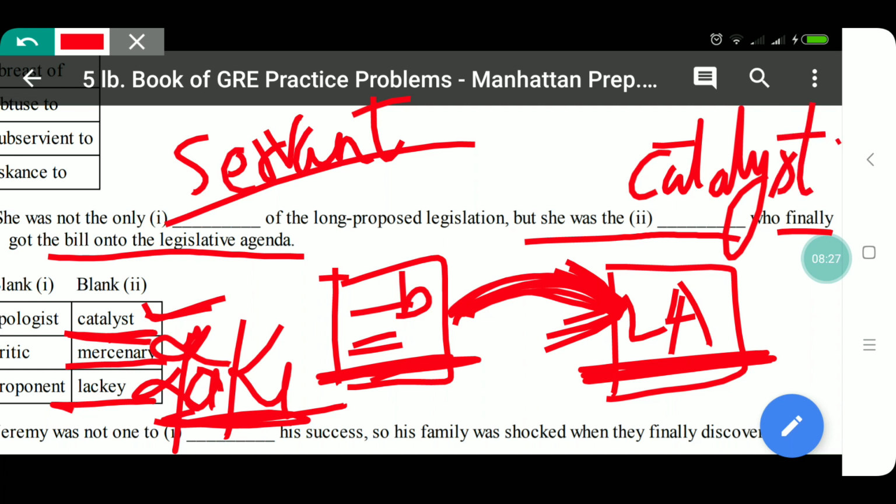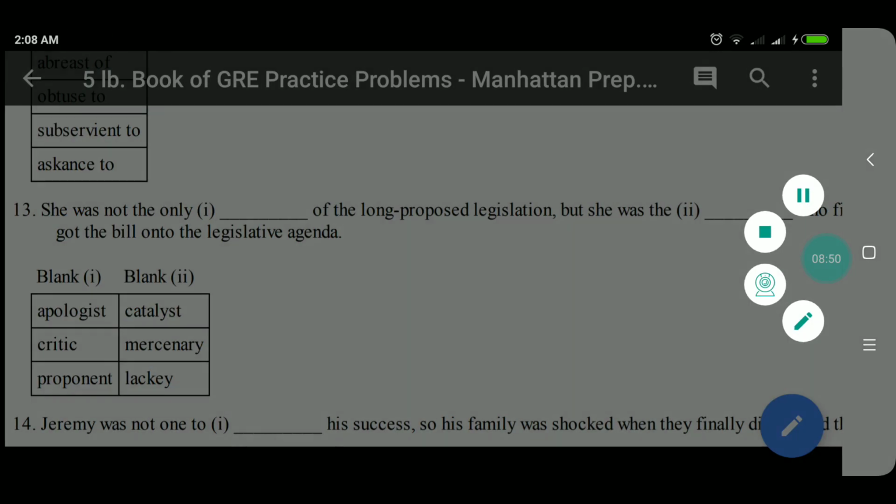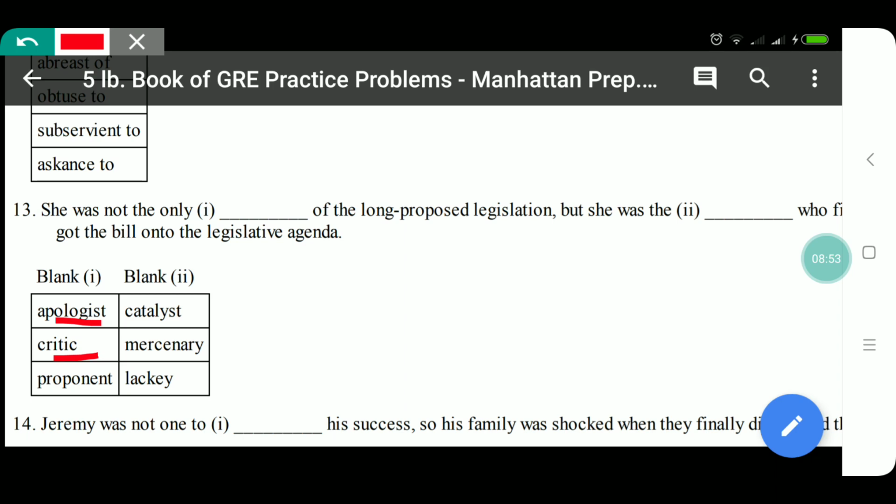Now you see here, she was not the only dash of the long proposed legislation. This was a long proposed legislation, so she was not the only dash of the long proposed legislation. So you have the option apologist, which means supporter. Another one is critic. Now she got the change, right? So it's positive. She positively got the change. So she was a supporter. You can think that this is the answer, supporter. But critic is pretty much the opposite of that.